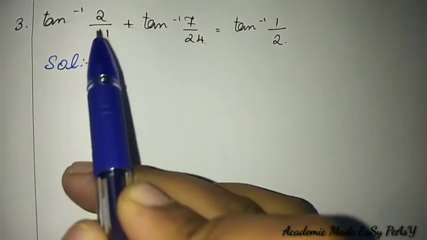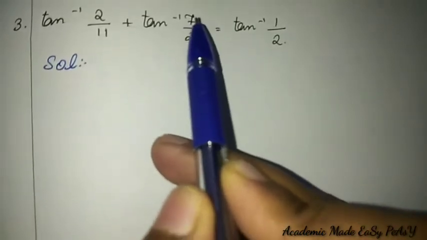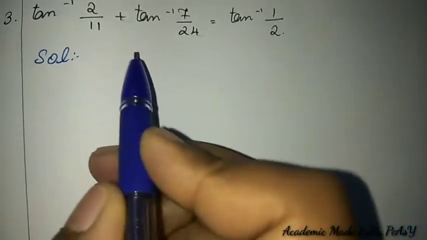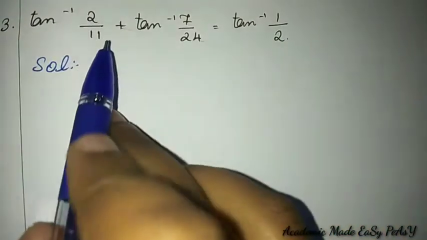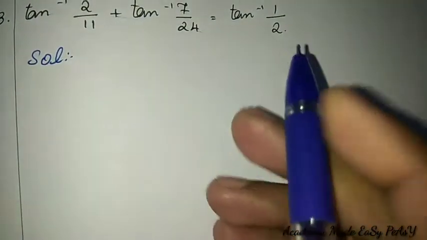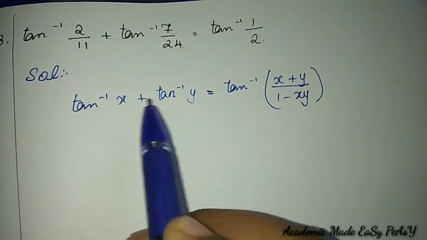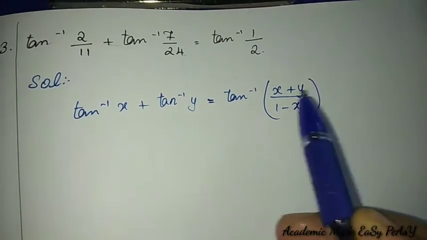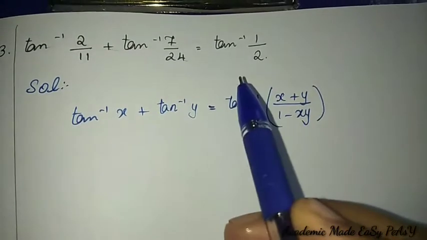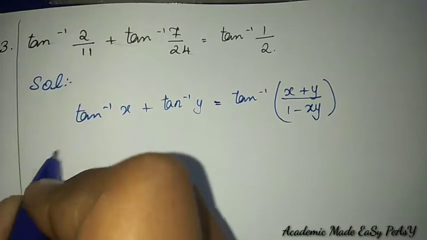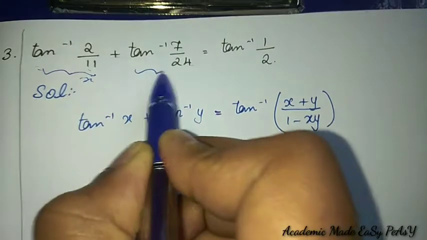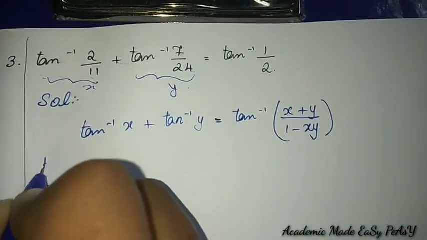Tan inverse of 2 by 11 plus tan inverse of 7 by 24 is equal to tan inverse of 1 by 2. This is the given question. We have already learnt in the formula what tan inverse x plus tan inverse y is. Now we will be applying that formula. Tan inverse x plus tan inverse y is equal to tan inverse of x plus y divided by 1 minus xy. We will directly apply this in the given question. This will be tan inverse x and this will be tan inverse y. Taking only LHS.